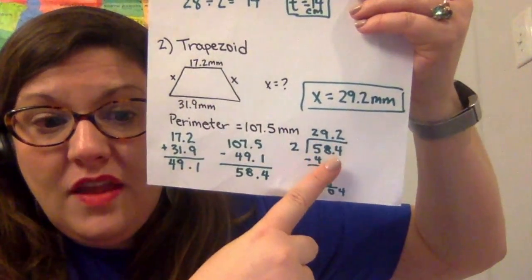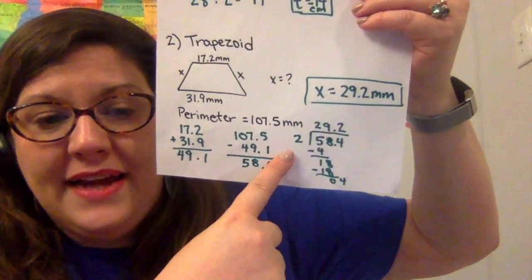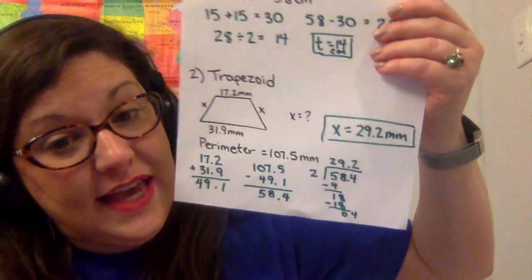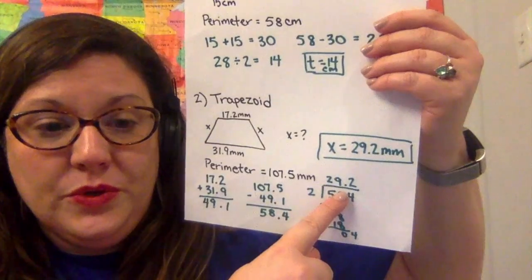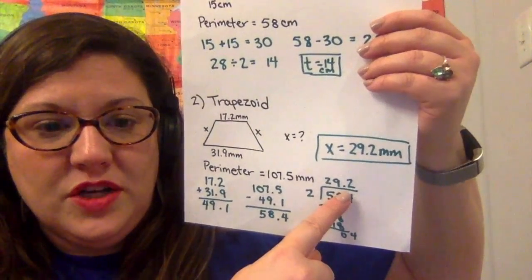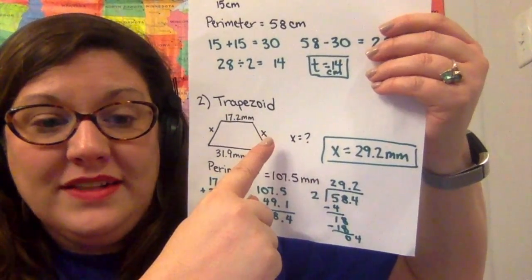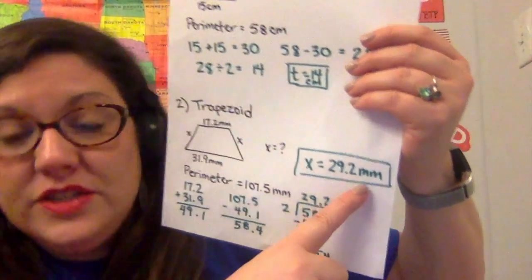divide 58.4 by 2. So I did long division here. You can use a calculator to divide if you prefer, but I got 29.2 for that division for the quotient. So that means the length of one side is 29.2 millimeters. Okay, I have two more examples here for you.